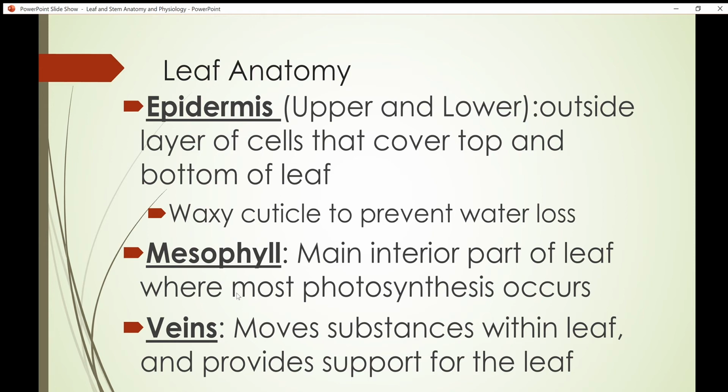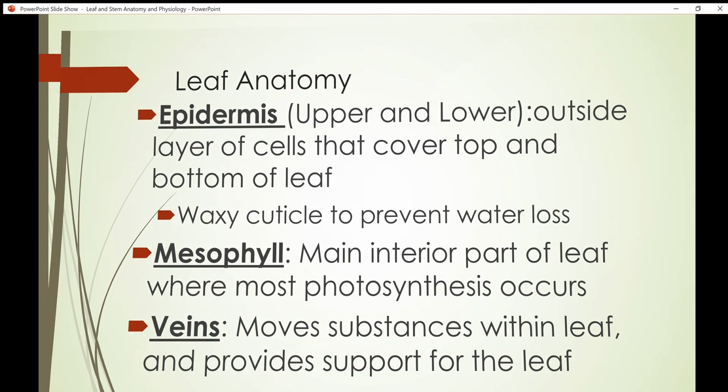Then we have veins that move substances within the leaf and provide support for the leaf. The veins also move the substances out of the leaf. When food is made and needs to be stored, it's moving through those veins, through the stem, and down into the roots. So the veins actually contain xylem and phloem tissue, because we need phloem to come back when we're performing respiration, taking that food out of storage and being able to use it in the leaves.